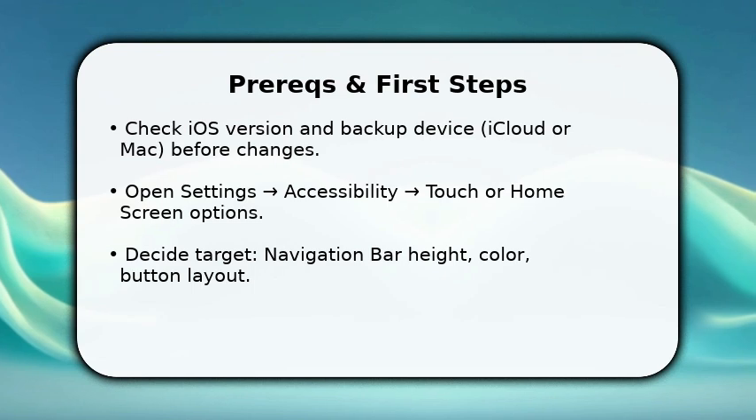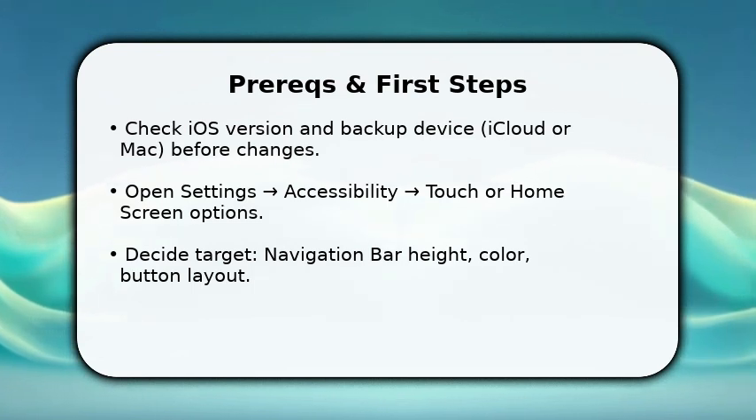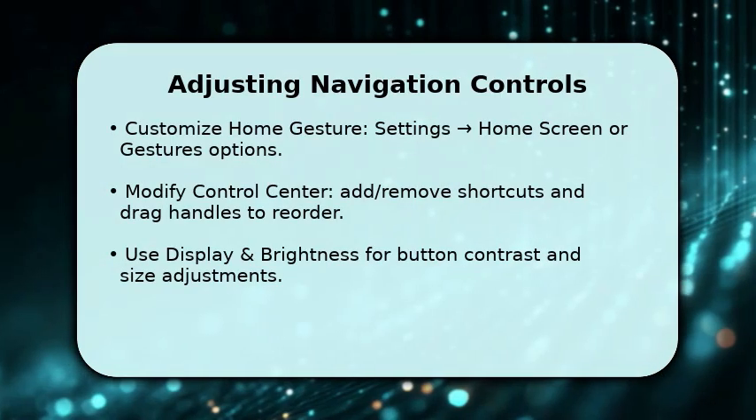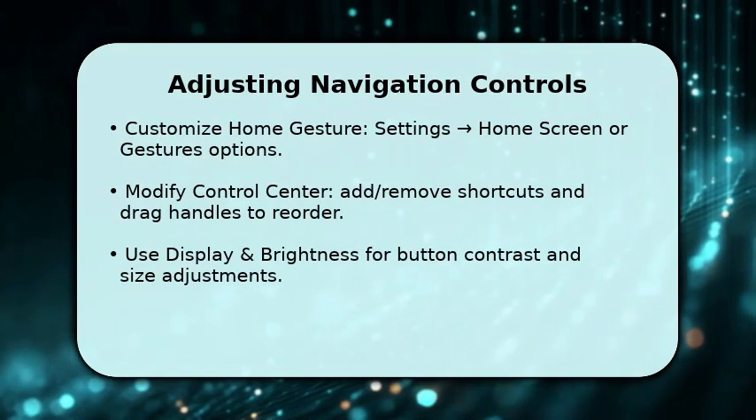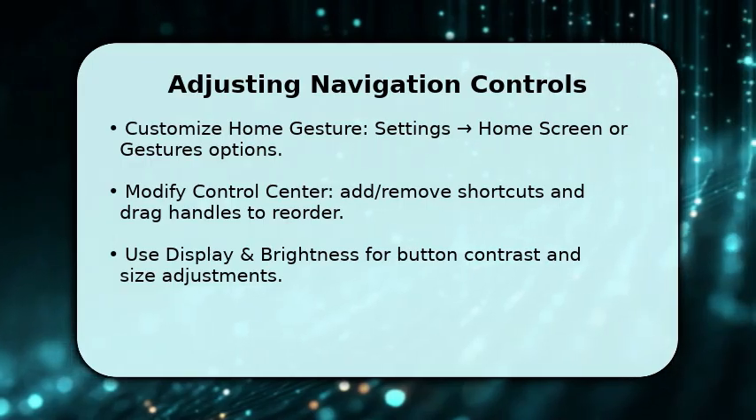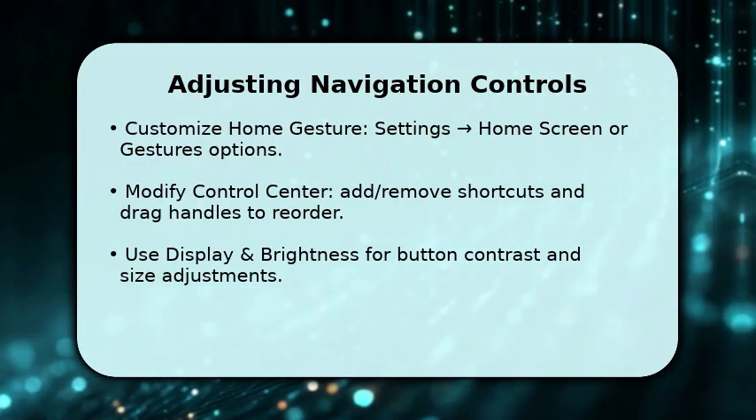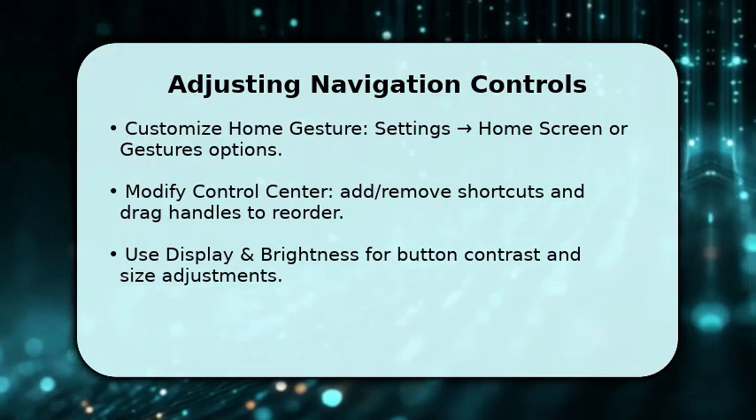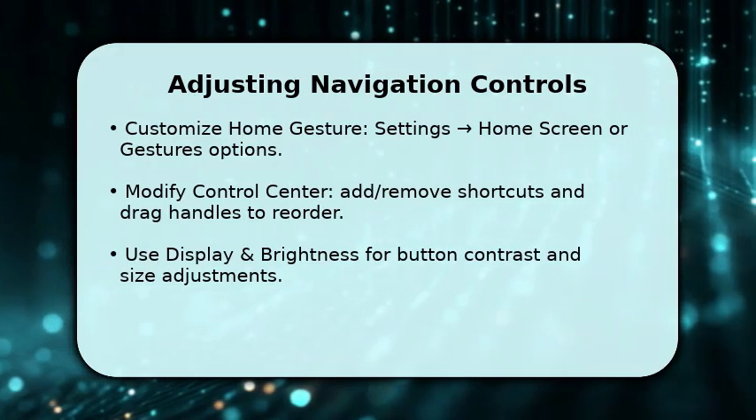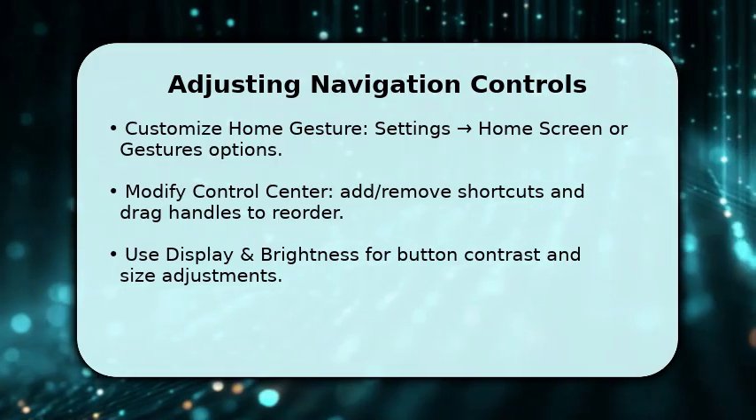Now you'll change the controls themselves. In Settings, go into the specific menus for home gestures or the control center and toggle the features you want. Once in Control Center, tap Edit, then add or remove shortcuts and drag to reorder so your most used items sit where your thumb naturally rests.